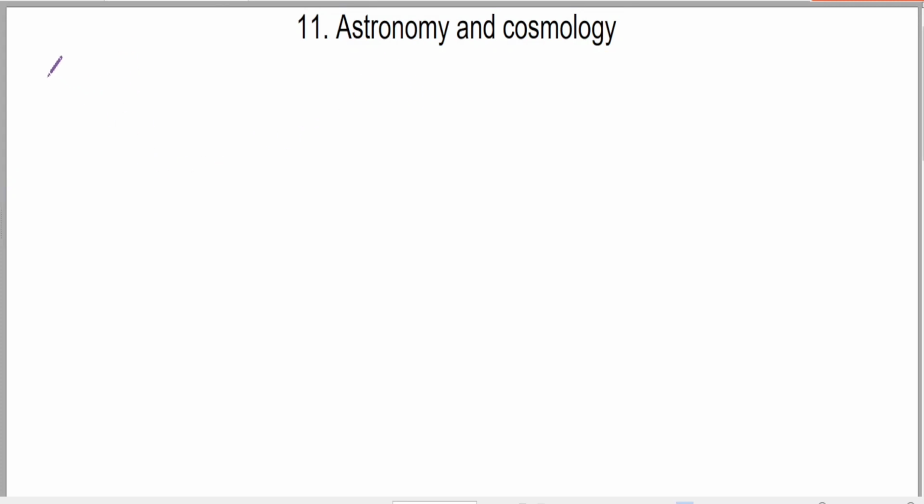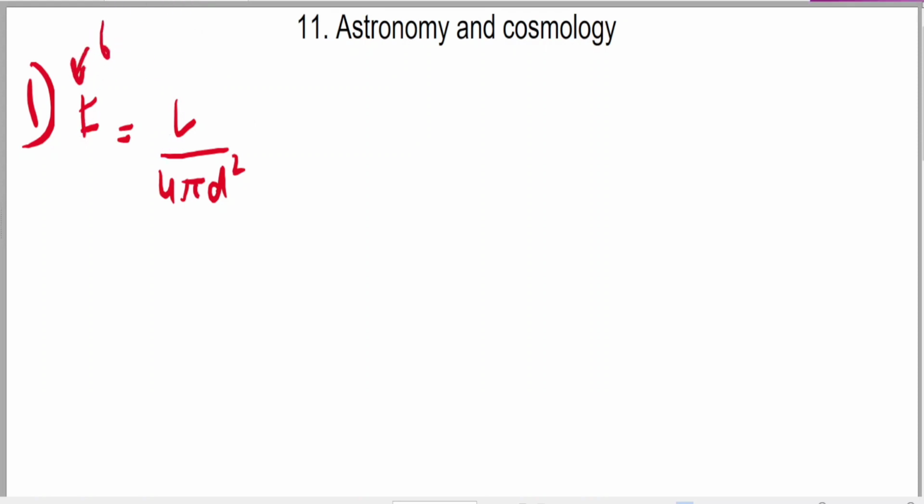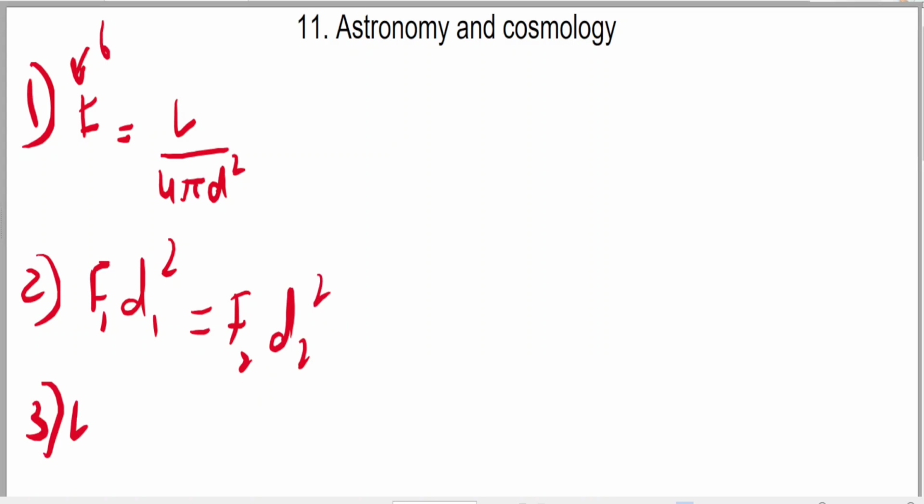Moving on to the last and final chapter, which is cosmology. The radiant flux intensity F equals luminosity over the area, which is 4 pi d squared of that planet. This luminosity is called power as well. F can also be said to be b, which is apparent brightness. Apparent brightness or radiant flux intensity F is inversely proportional to the distance of the planet squared. So I can say F1 d1 squared equals F2 d2 squared. Luminosity L equals the Stefan-Boltzmann constant times the area of the planet times the temperature raised to the power 4.